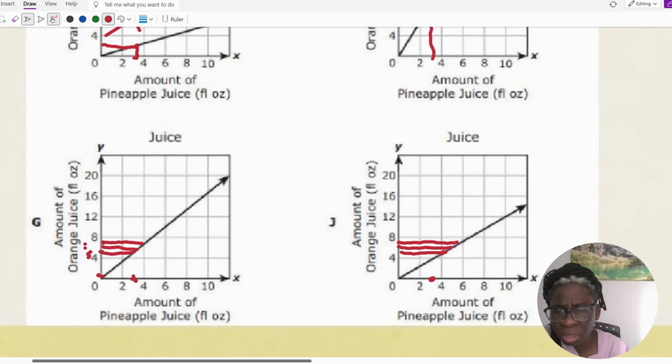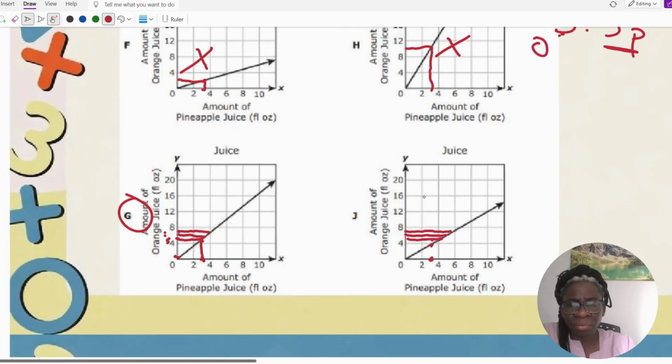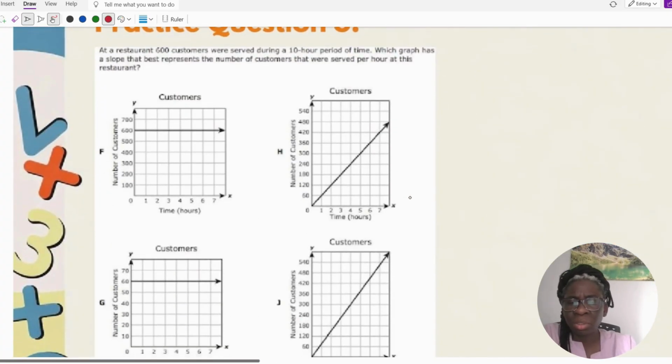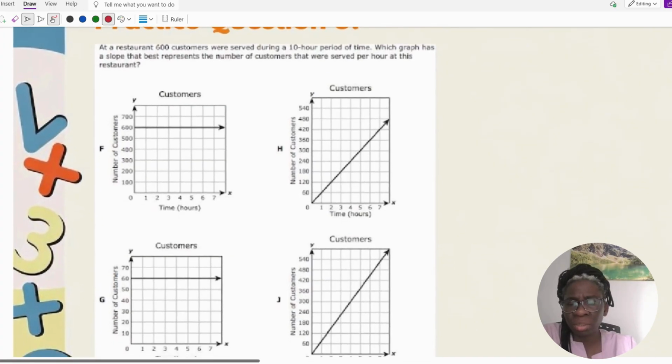So when we trace 3 up here, it is closer. This is closer to it than this. If we trace 3 up here, it will not be on 5 because 5 should be somewhere here. So G is the correct answer for this. G is the correct answer. So now let's look at the next question.